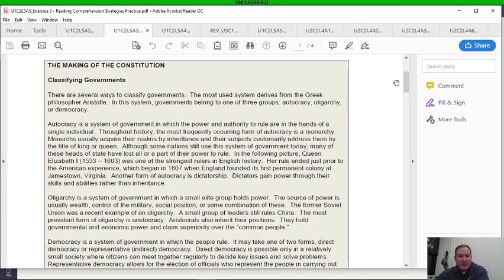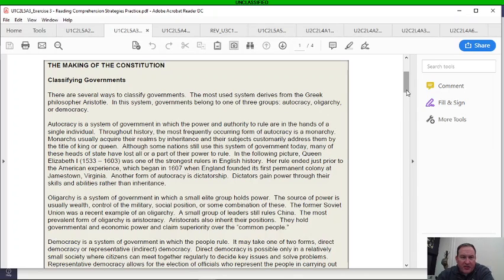So, classifying governments. There are several ways to classify governments. The most used system derives from the Greek philosopher Aristotle. In this system, governments belong to one of three groups: autocracy, oligarchy, or democracy. So if you don't know what those are, this might be the time to pause and look those up. Or it may continue, it'll explain in some detail anyway.